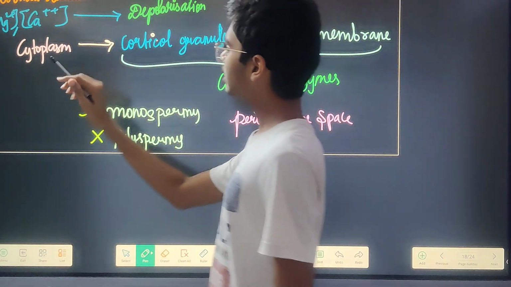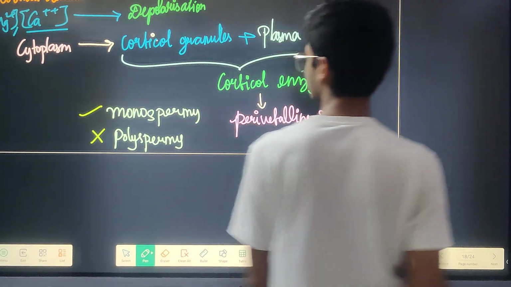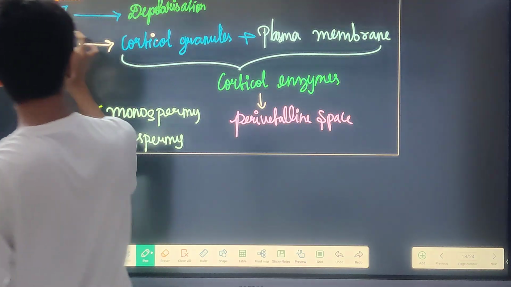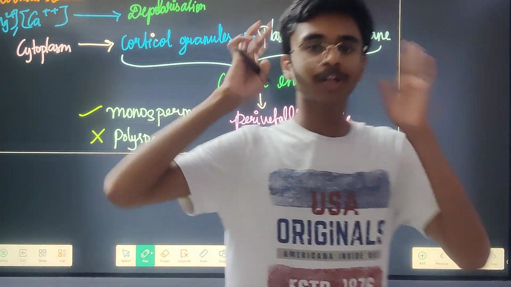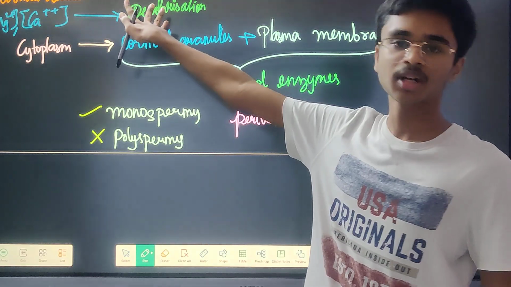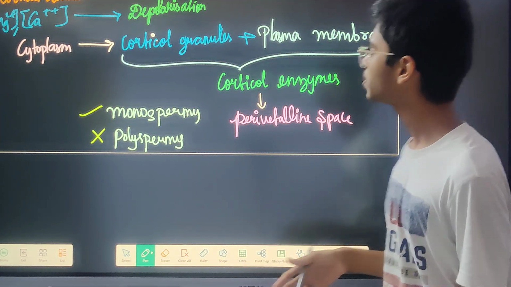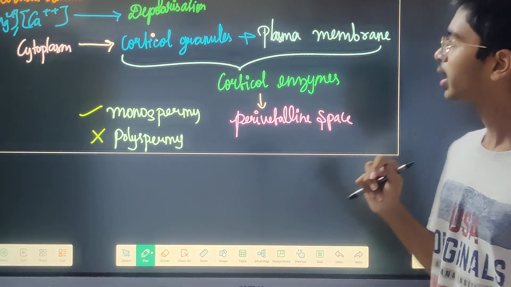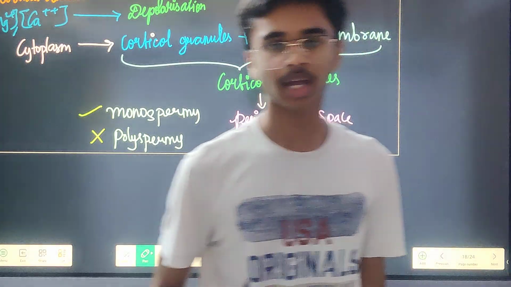For cortical reaction, calcium 2 plus concentration should be very high. Whenever you see calcium 2 plus, you have to remember that it is based on depolarization. Mg2 plus also matters, but more than that, calcium 2 plus plays a very vital role. It should also be at optimum temperature, all those things as we have seen in the acrosomal reaction itself.